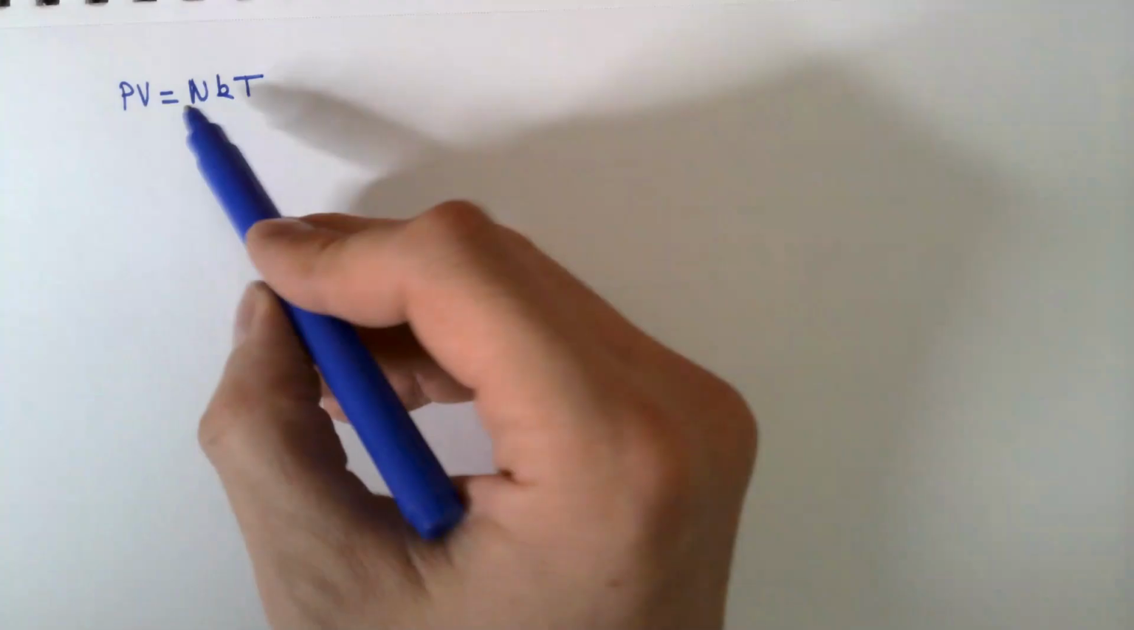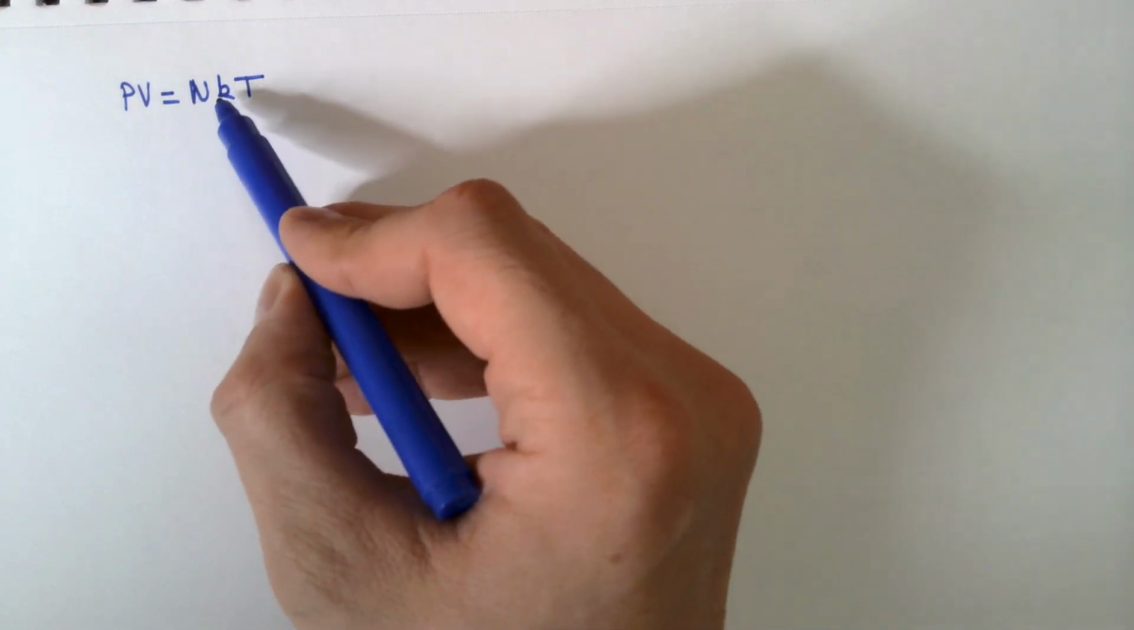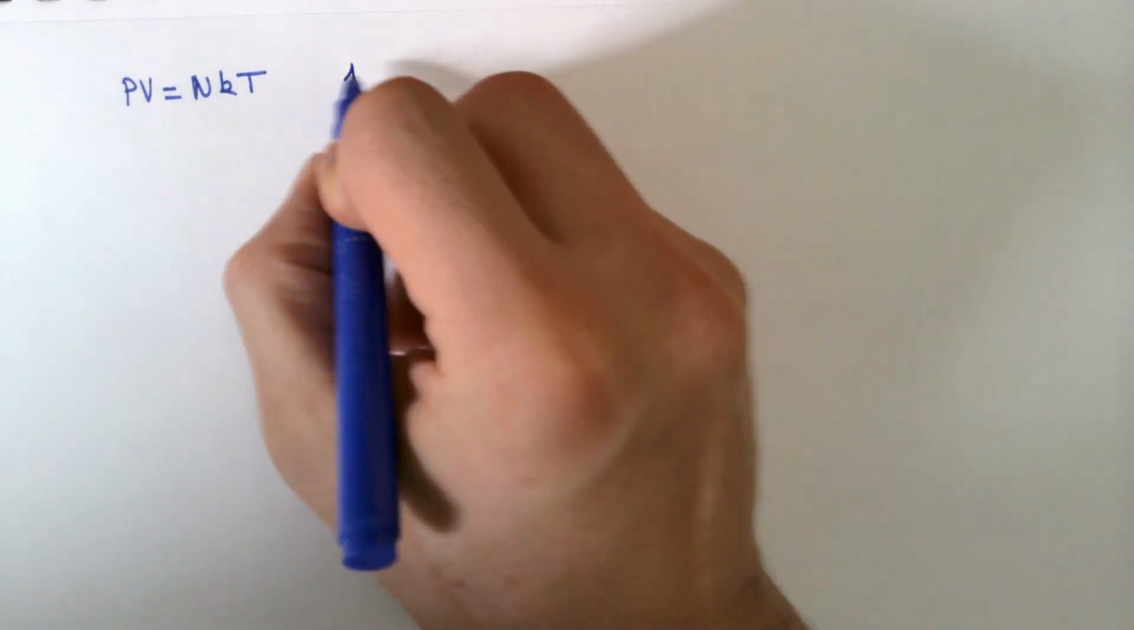Chemists said, we don't like this equation, PV equals NkT. We don't like it because N is too large a number or k is too small a number, and we don't like working with these large and small numbers. So what they said, we will invent something called 1 mole.